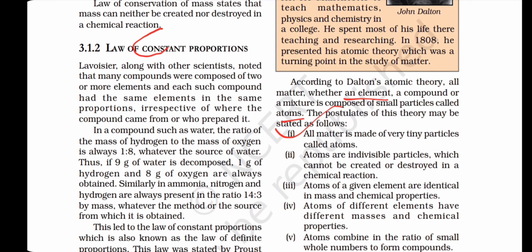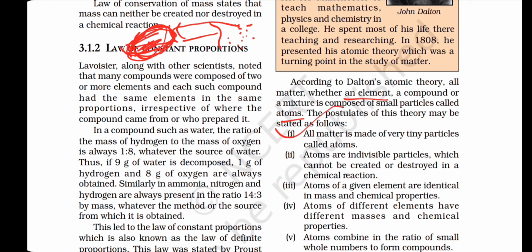If we take a matter, suppose this is a rubber, the tiny particle of which this rubber is made up is called an atom. This is the smallest particle, the atom, which is composed to form this rubber or eraser.